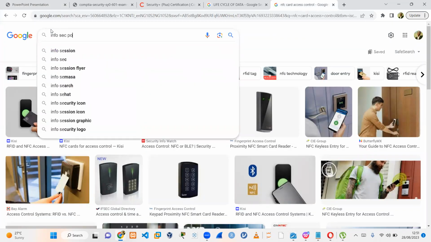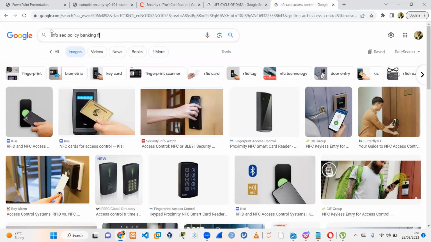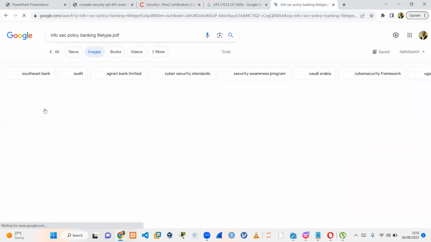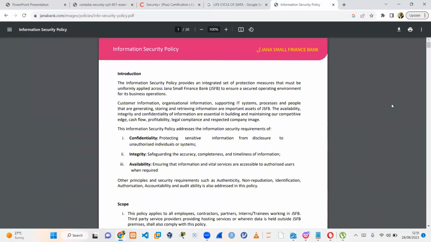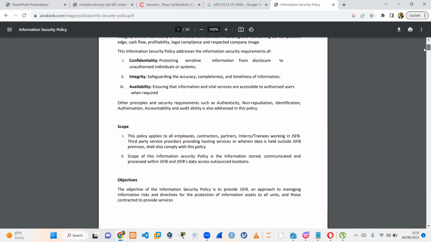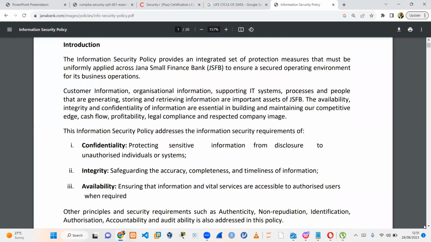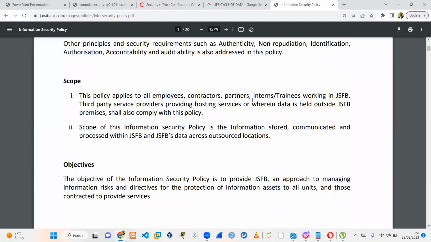So if I say InfoSec policy, let's say banking, file type PDF, I'm going to see a sample of what an InfoSec policy document for a bank looks like. General Small Finance Bank. So this is policy. So you're going to see things encompassing, okay, see what we just learned now. Confidentiality, integrity, availability. That is the goal. That is the core. Now, what is the scope of this policy? This policy applies to all employees, contractors, partners, interns, trainees working in JSF Bank, third-party service providers providing hosting service. In short, how do we do tech?